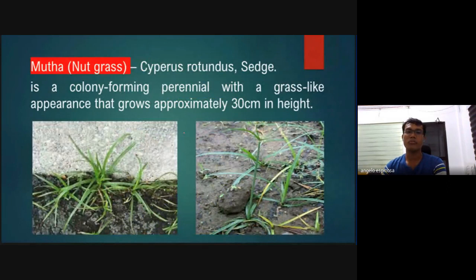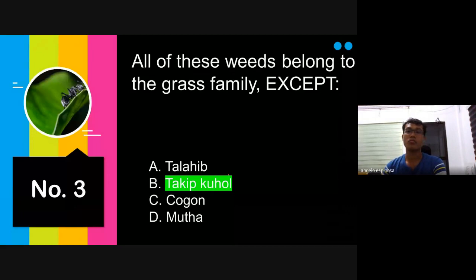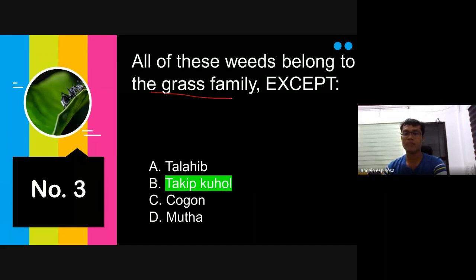And we have also the muta, it is a nut grass, also known as Cyperus rotundus. Okay, it is a sedge. It is a colony-forming perennial with a grass-like appearance that grows approximately 30 centimeters in height. Actually, lalaki pa yan, tataas pa talaga yan, tapos magkakaroon siya ng mga ganyang forma. So that is what we call muta or nut grass. So the correct answer is takip kuhol, or Asiatic pennywort, because it does not belong to the grass family, it belongs to the broadleaves family.